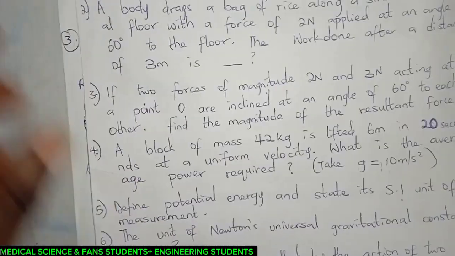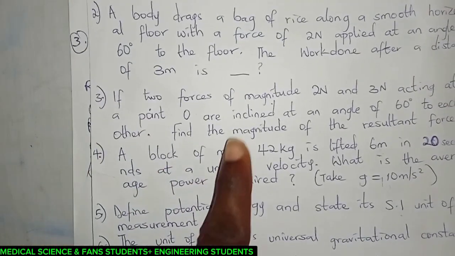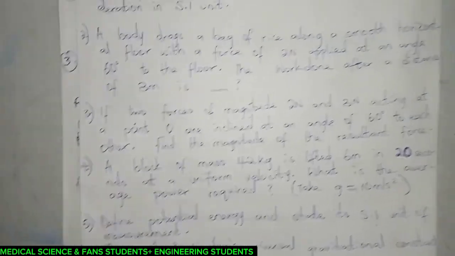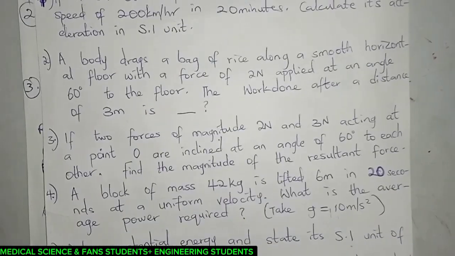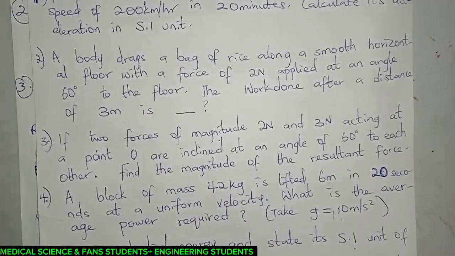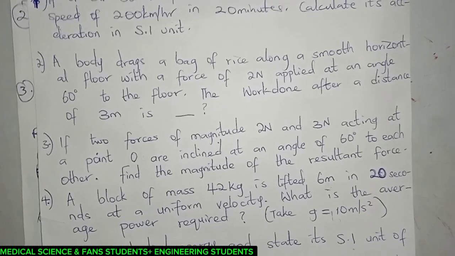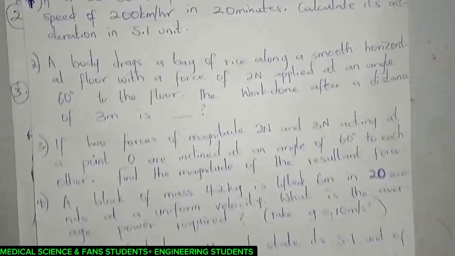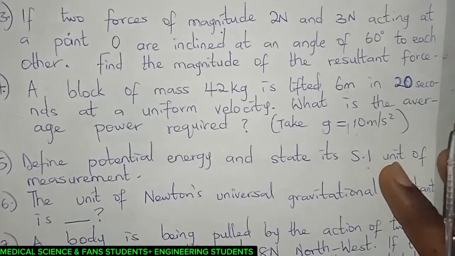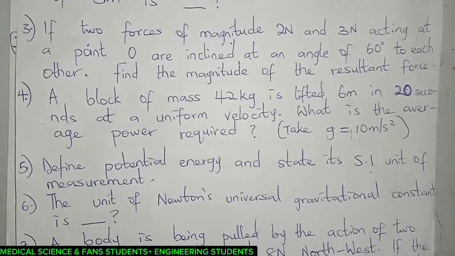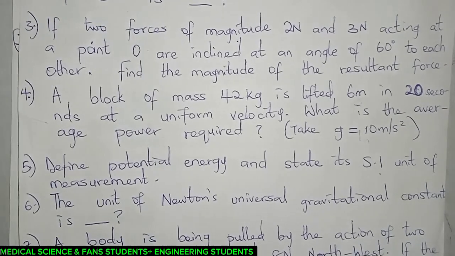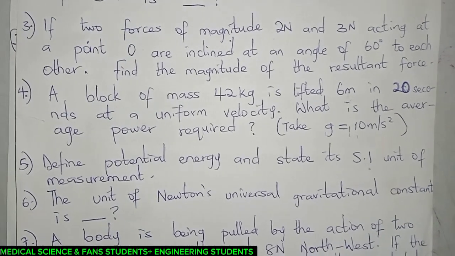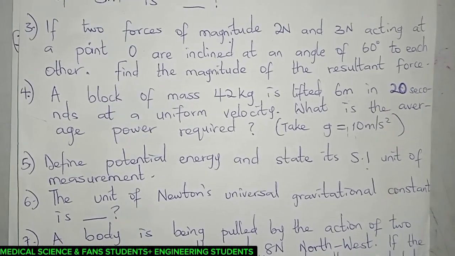So remember, this is the question. If two forces with 2 Newton and 3 Newton acting at a point are inclined at an angle of 60 degrees to each other, find the magnitude of the resultant force. Alright, let's move to number 4. Number 4 says a block of mass 42 kg is lifted 6 meters in 20 seconds at uniform velocity. What is the average power required? Take g equals 10 meters per second squared.